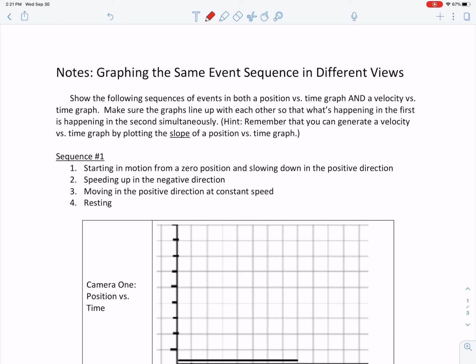Hey students, this is Mr. Woodward. In this video, we're going to talk about graphing the same event sequence in different views. And by different views, I mean a position view and a velocity view.